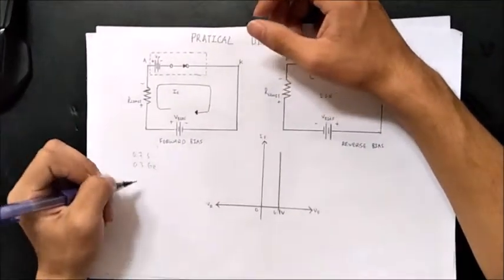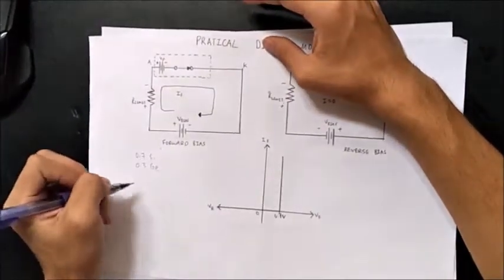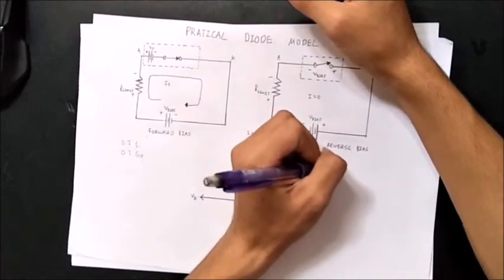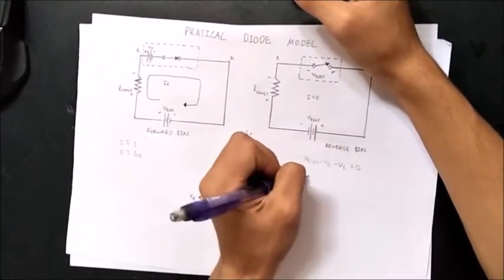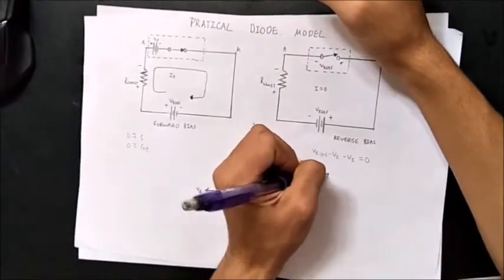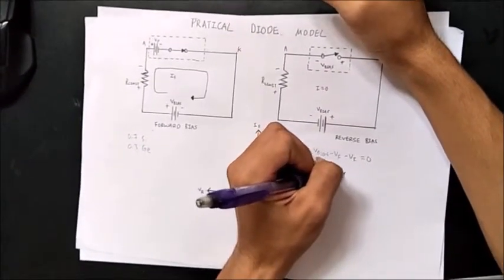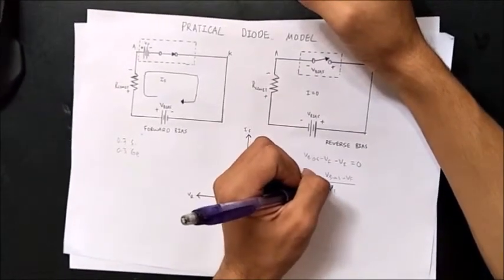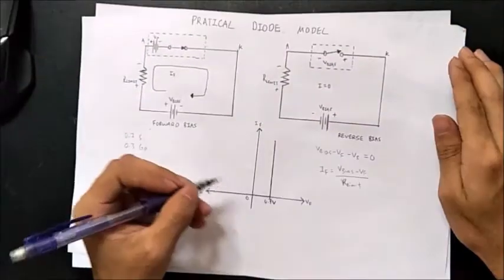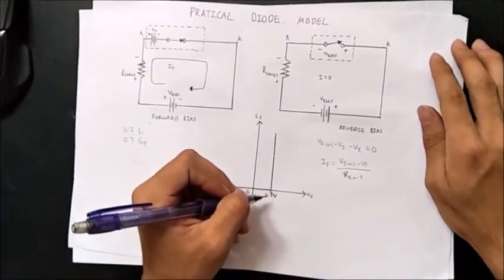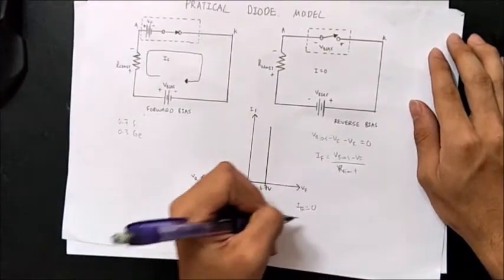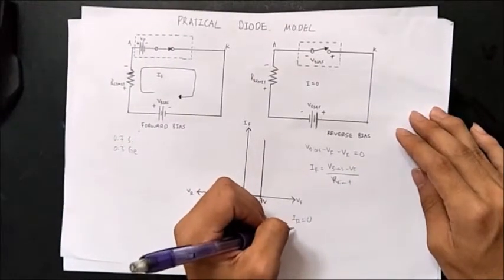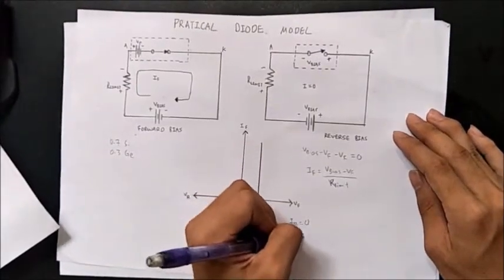Forward current can be determined by Kirchhoff's voltage law, which is bias voltage minus forward voltage minus voltage across the resistor equals 0, and Ohm's law, which is forward current equals bias voltage minus forward voltage over resistance. The diode is assumed to have 0 reverse current, so reverse current equals 0 and reverse voltage equals bias voltage.